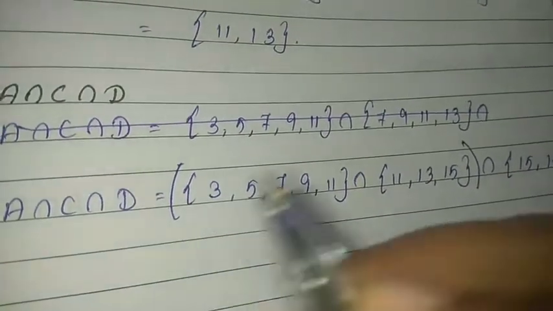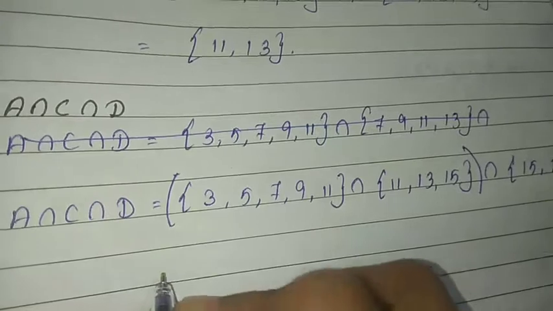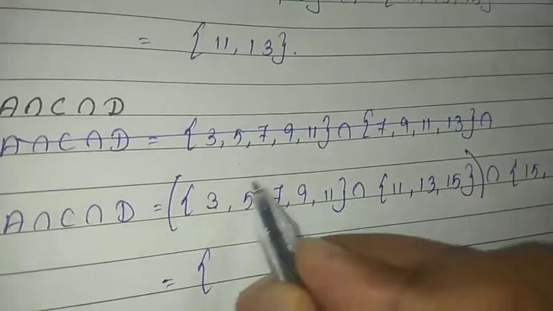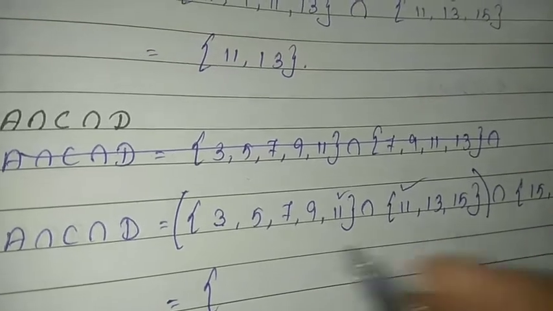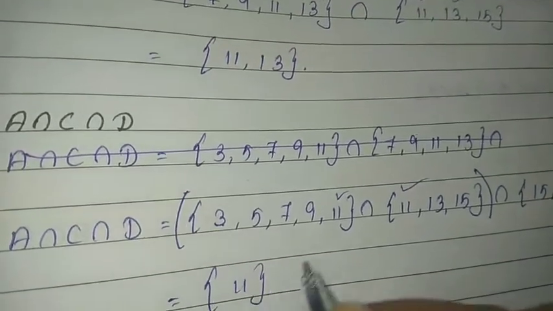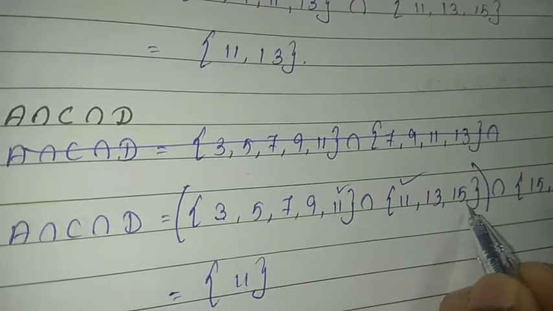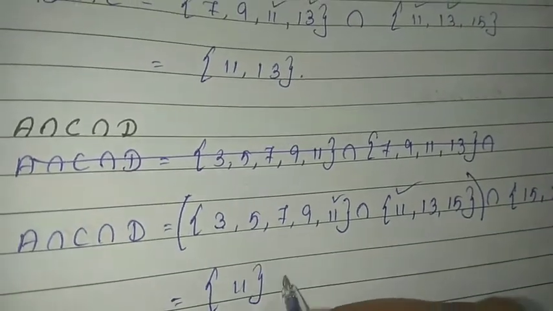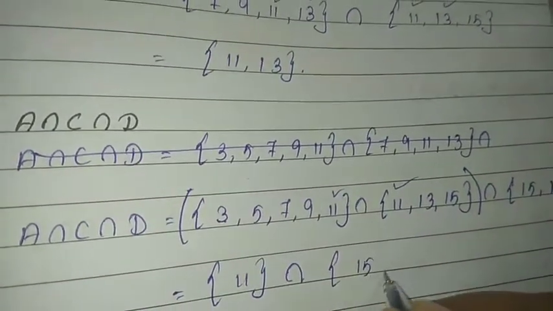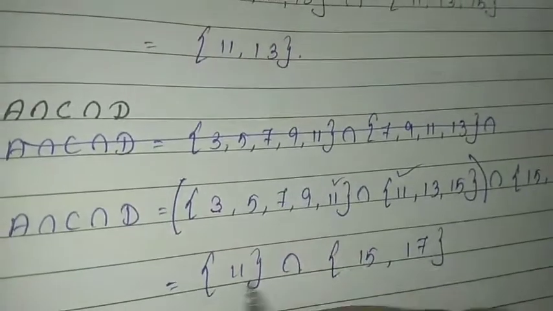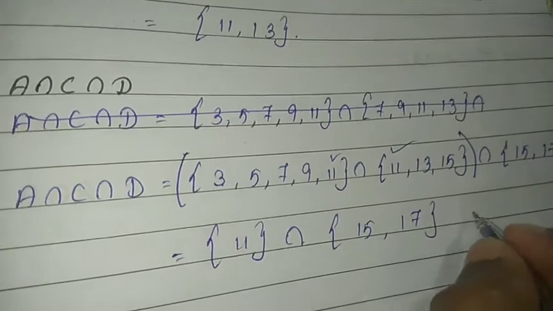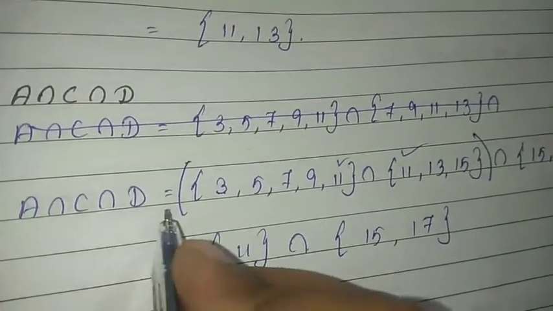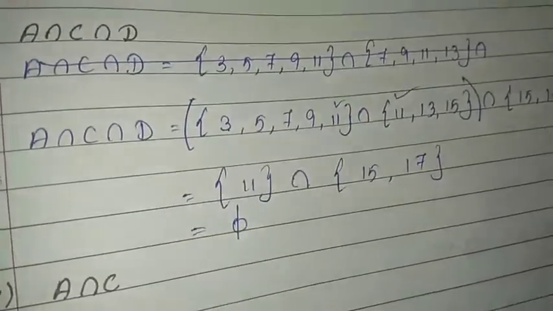Any two, however you do, you get the same answer. So here, let me see first. Here only 11 is common, so I will write 11. Any other? No. So intersection 15, 17. Is there anything that is common for both these sets? No. So therefore, A intersection C intersection D is empty.